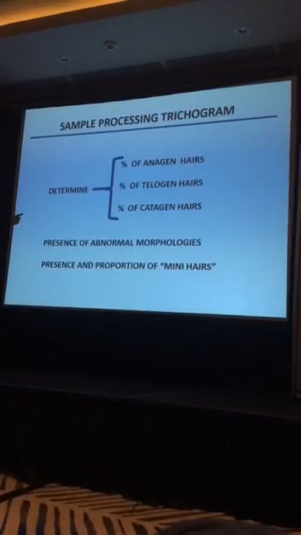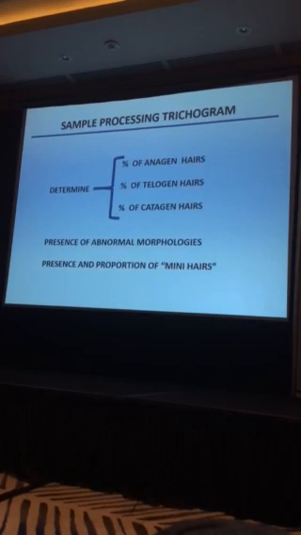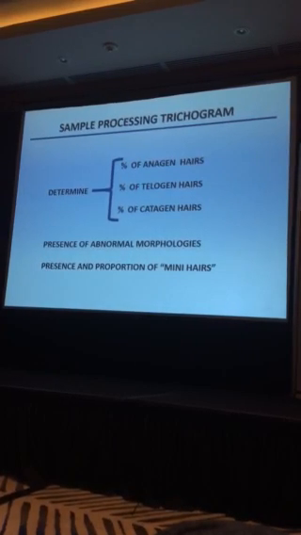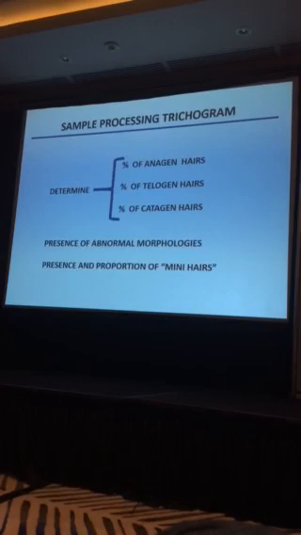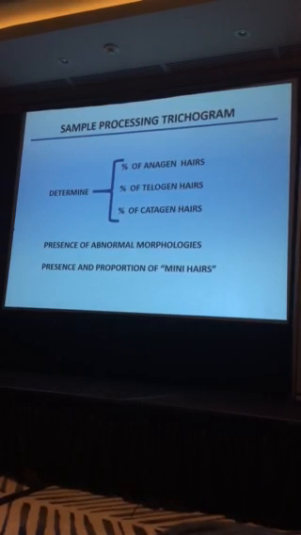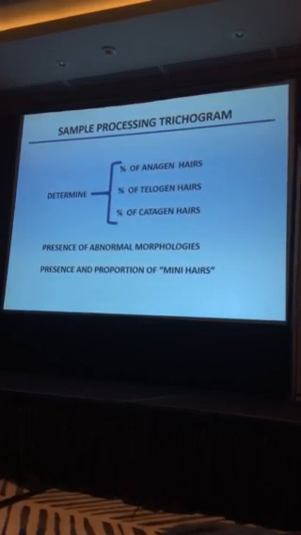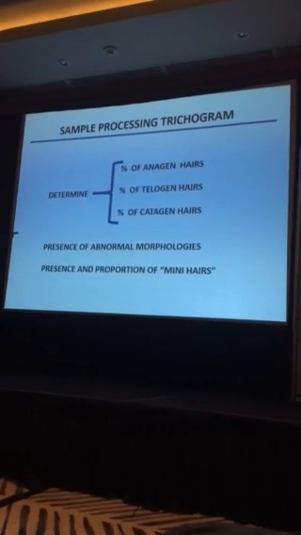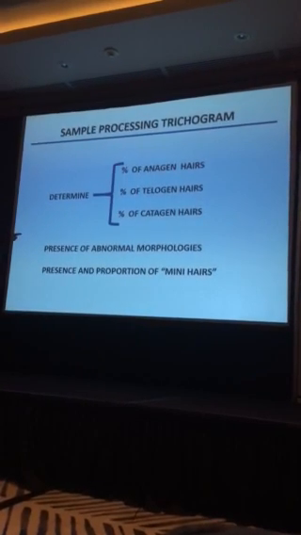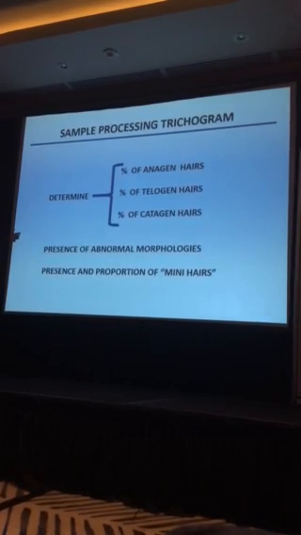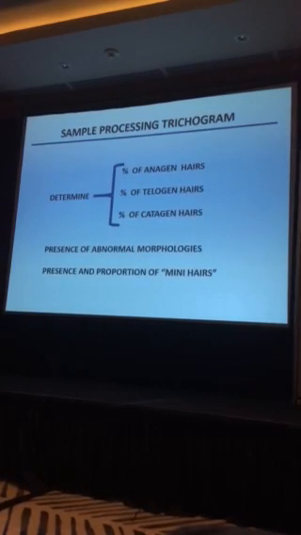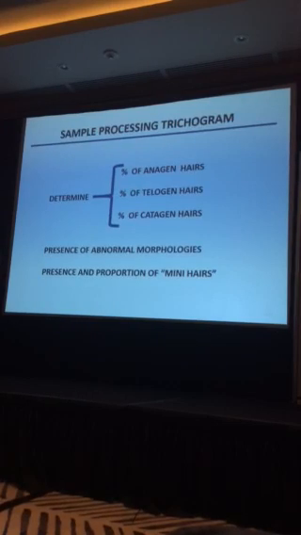Then you determine the percentage of anagen hairs, the percentage of telogen hairs, the percentage of catagen hairs, the presence of abnormal morphologies, and the presence and proportion of mini hairs, which gives you the basis for androgen pattern alopecia. You can measure these hairs if you want. Then you can say how many microns there are, but this is not necessary.